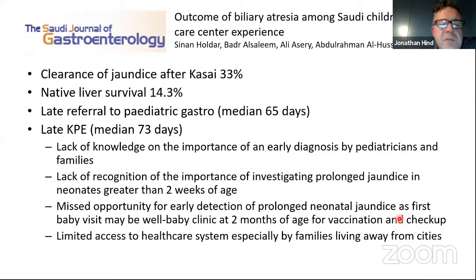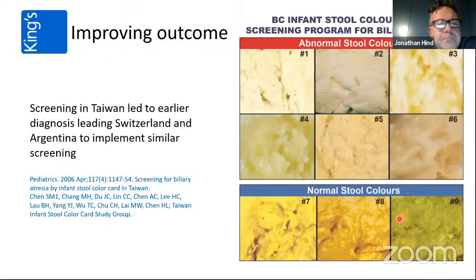Also, there's a missed opportunity for early detection of prolonged jaundice, as the first baby visit might not be until the well baby clinic at 2 months of age for vaccination, whereas in a country like the UK, health visitors go round to everybody's house and look at the babies in the first weeks of life. There also might be less access to the healthcare system from families who live away from the big cities. So a lot of really community problems that could change the outcome in Saudi Arabia.